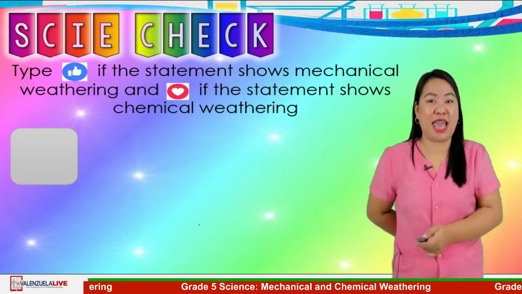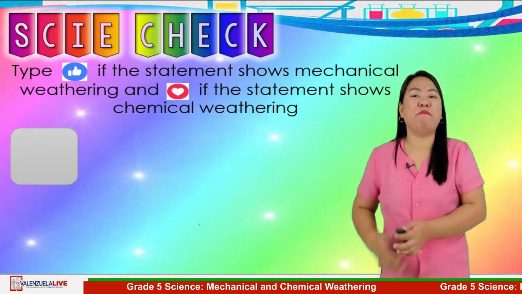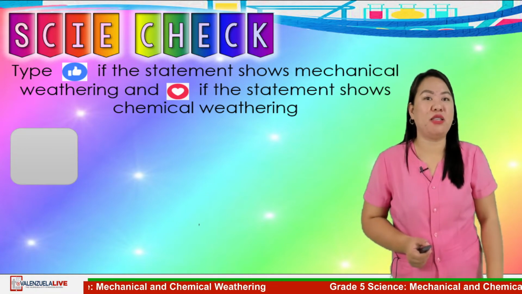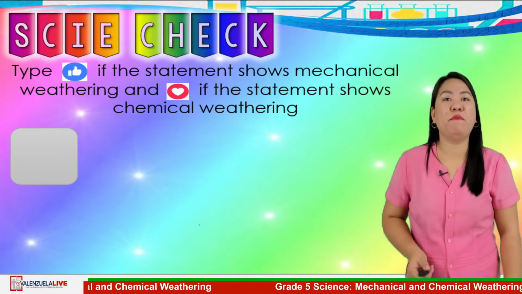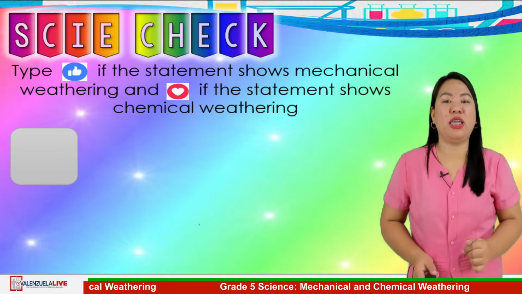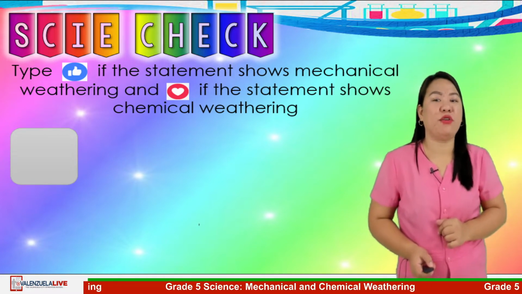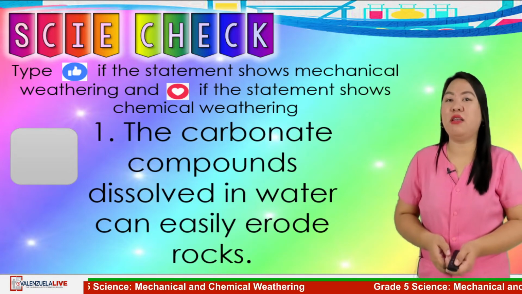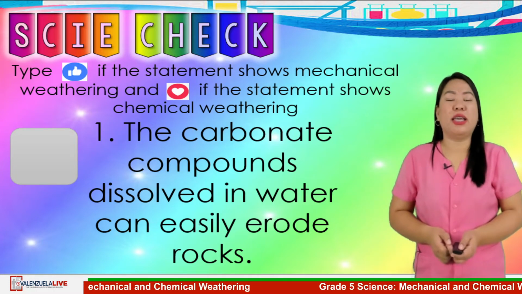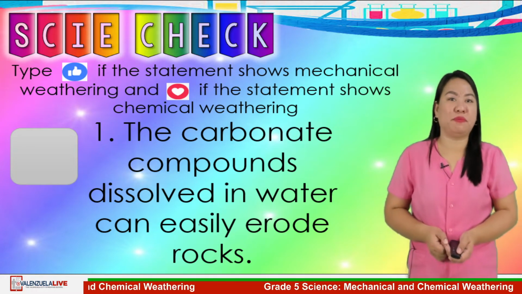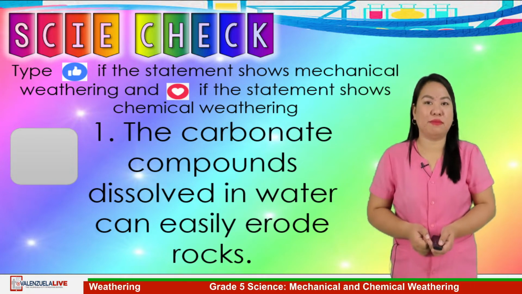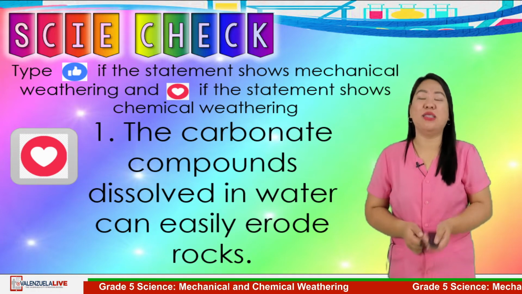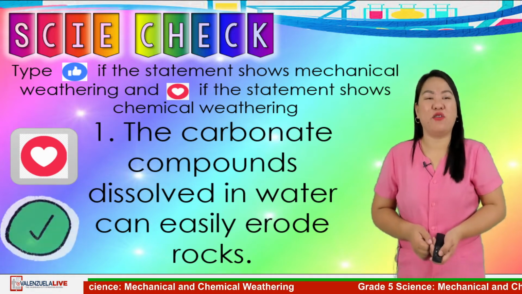Now let us have a science check. Type or click the like emoji if the statement shows mechanical weathering and heart emoji if the statement shows chemical weathering. Number 1, the carbonate compounds dissolved in water can easily erode rocks. Okay, the answer is heart emoji. You are correct.